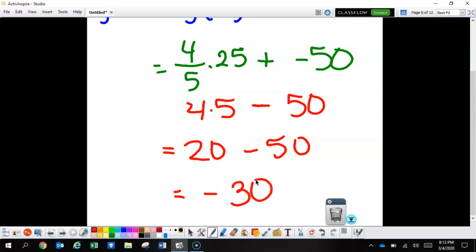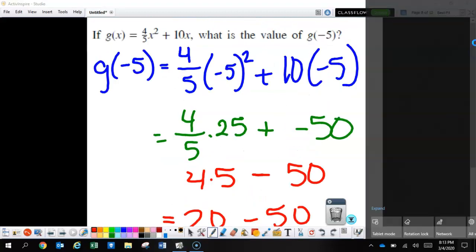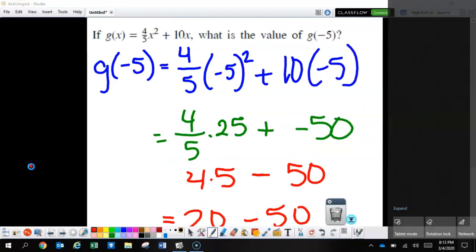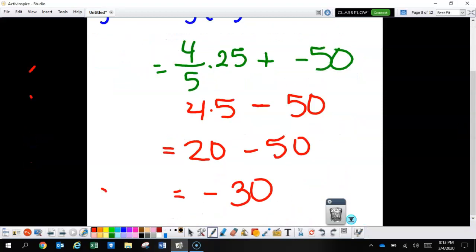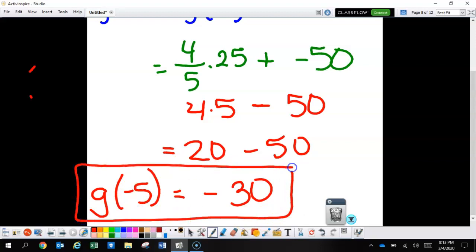So what are we looking for? I don't remember. G of negative 5. Okay. Oh my gosh. So G of negative 5 is negative 30. Okay.